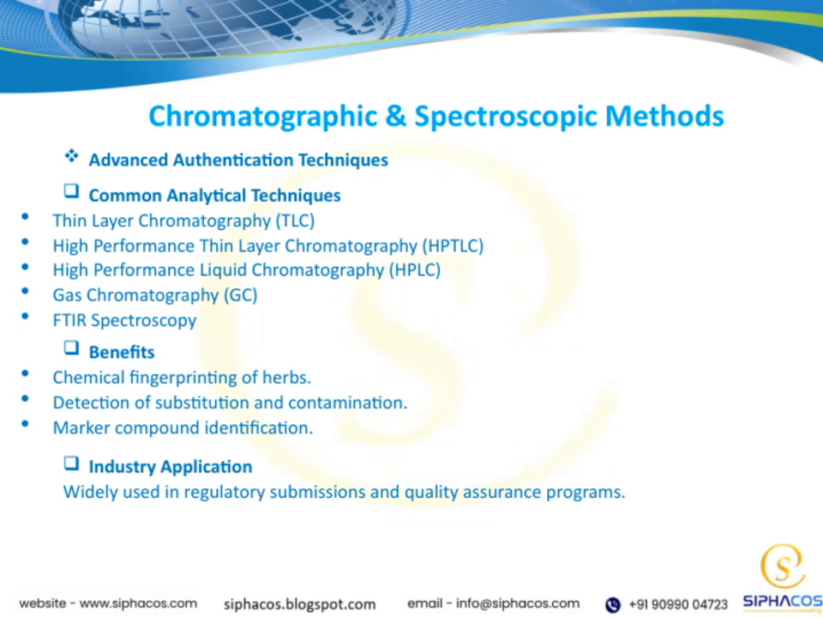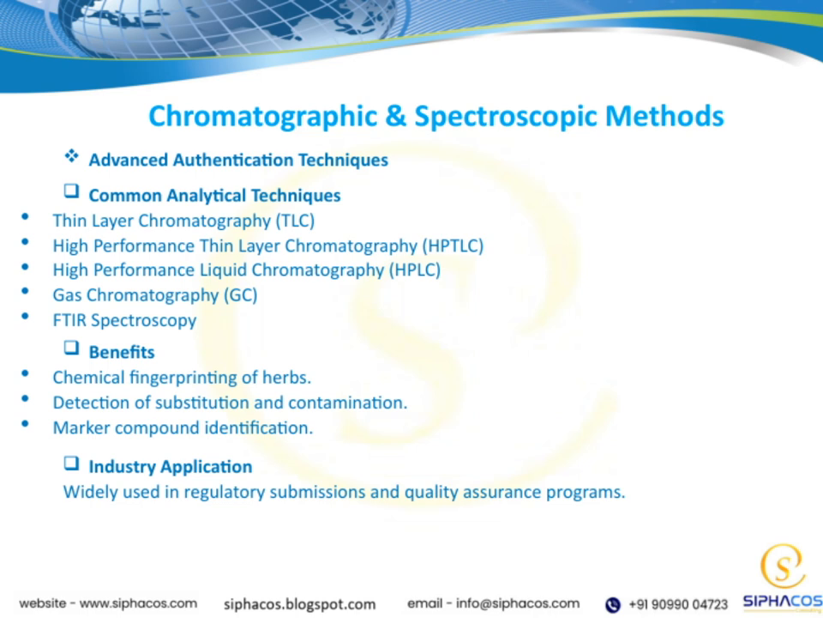And finally, FTIR spectroscopy, which helps us identify chemical structures based on their infrared absorption patterns. These techniques provide several important benefits. They allow us to create chemical fingerprints of herbs, which helps in authenticating their identity. They also enable us to detect substitution or contamination, ensuring the integrity of herbal products.